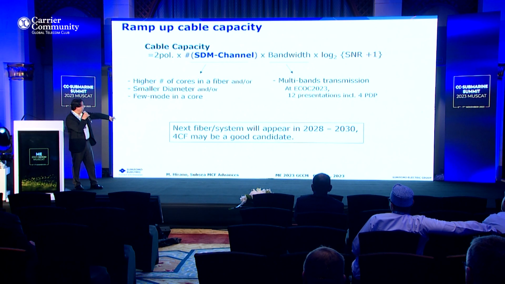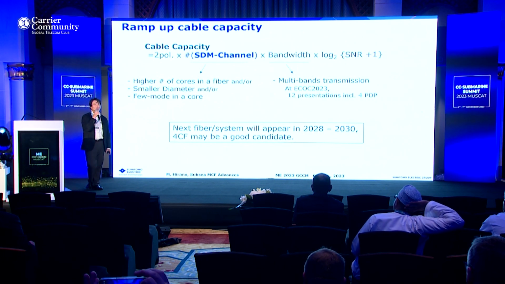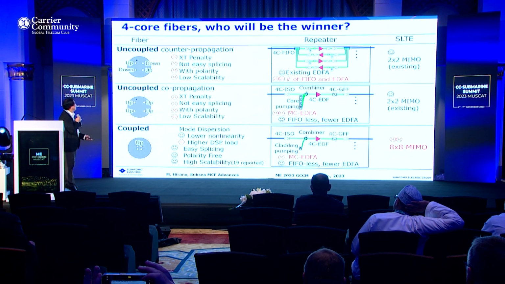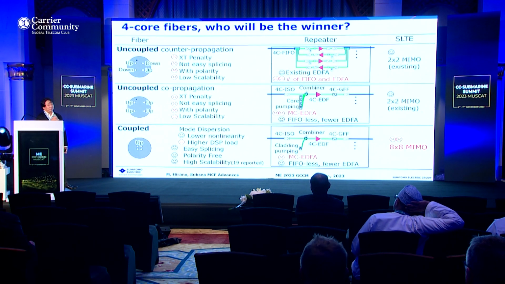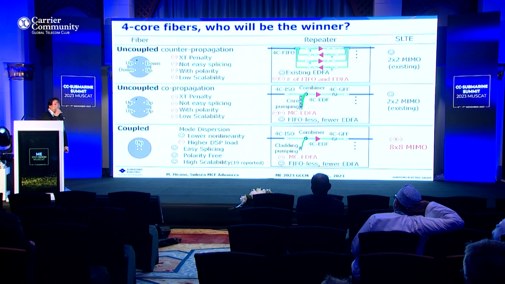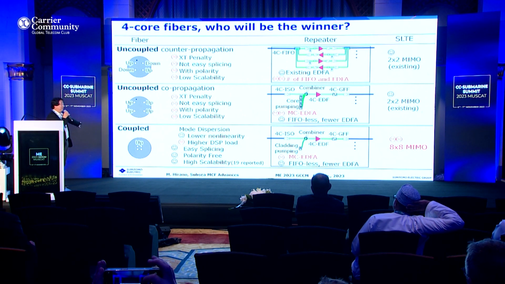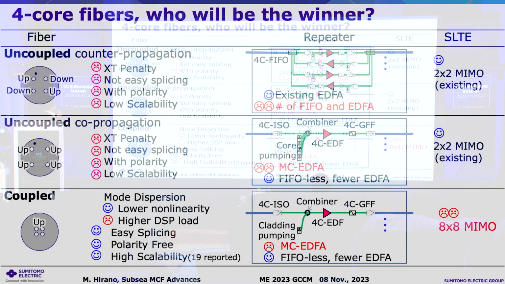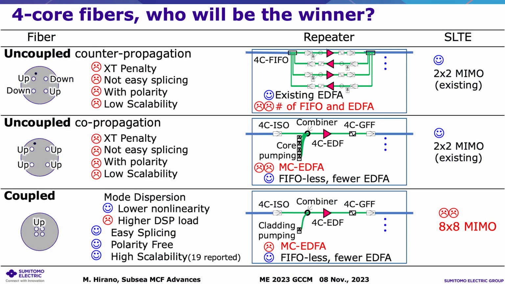So the next fiber will be 4-core fiber, maybe, because it will appear 5 years later, not very far away. There are so many 4-core fiber candidates. This is a little bit complicated, but uncoupled type and coupled type are candidates. And for the uncoupled type, the counter-propagation scheme and the co-propagation scheme are proposed.